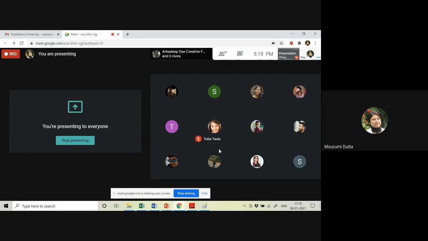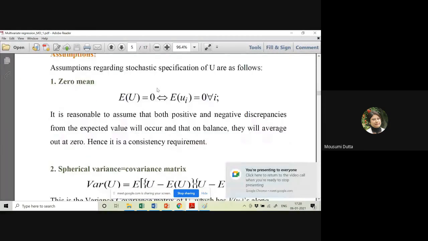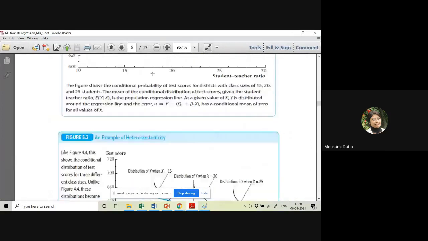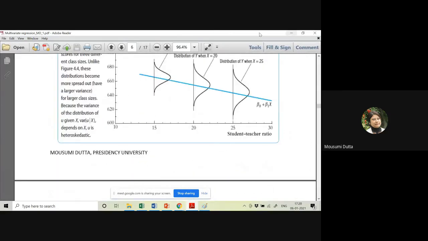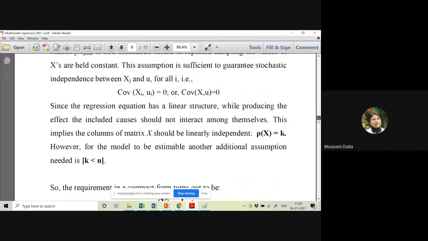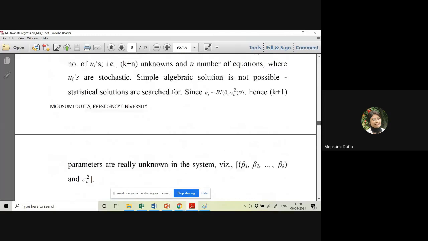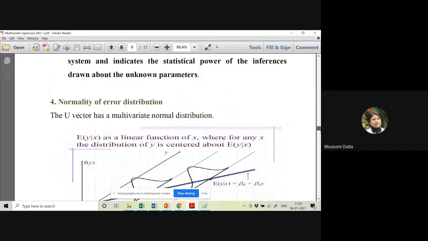Okay, ma'am. Any other question regarding the assumption? So if you go through all these things, you will get these ideas; the notes on these are there.